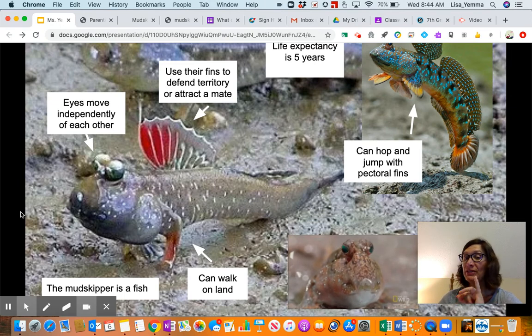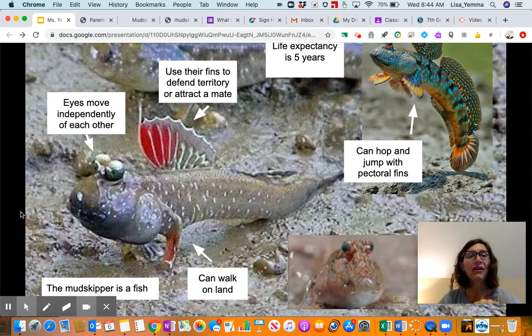I do know that the Denver Zoo in Tropical Discovery has mudskippers. So when the Denver Zoo opens and Tropical Discovery opens, you're going to get in there and see the mudskippers because they're real cute. And they're tiny. They're tinier than you think they're going to be.